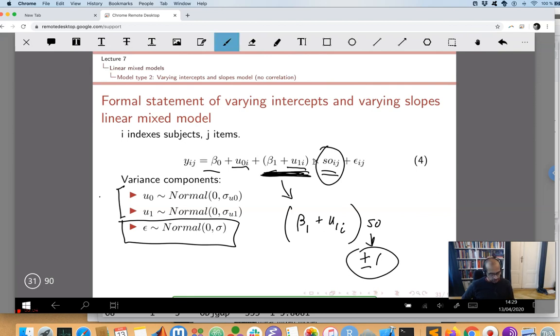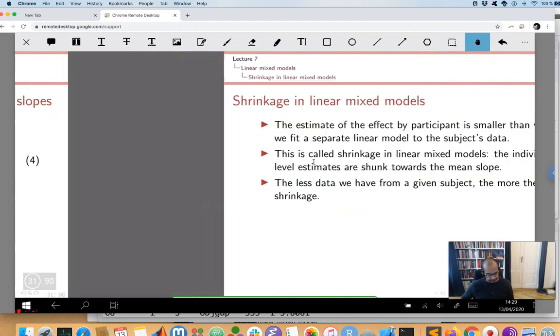So now we have two new variance components in the model: the intercept adjustment, the between subject variability in the intercepts, and the between subject variability in the slopes. And I will follow the convention in this course of calling the intercept adjustments by subject U0, and the slope adjustments by subject U1, okay? So I will always try to use this convention.